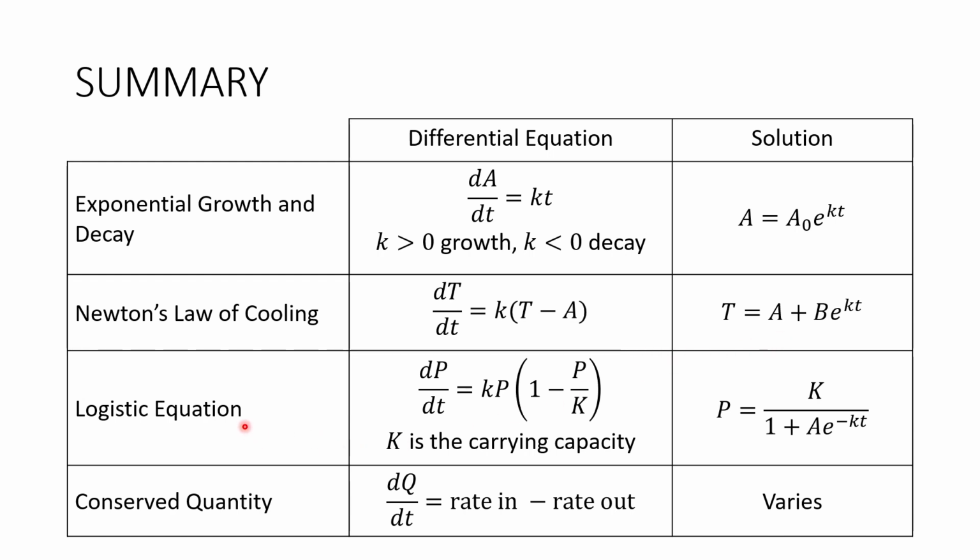We looked at logistic equations, and here's our differential equation. Capital K is the carrying capacity. There's the solution. I didn't go through that in this video. I don't think there's any point memorizing it. And then finally, conserved quantity, and that's where dQ/dt was equal to the rate in, take away the rate out, and the solution in this case will vary.